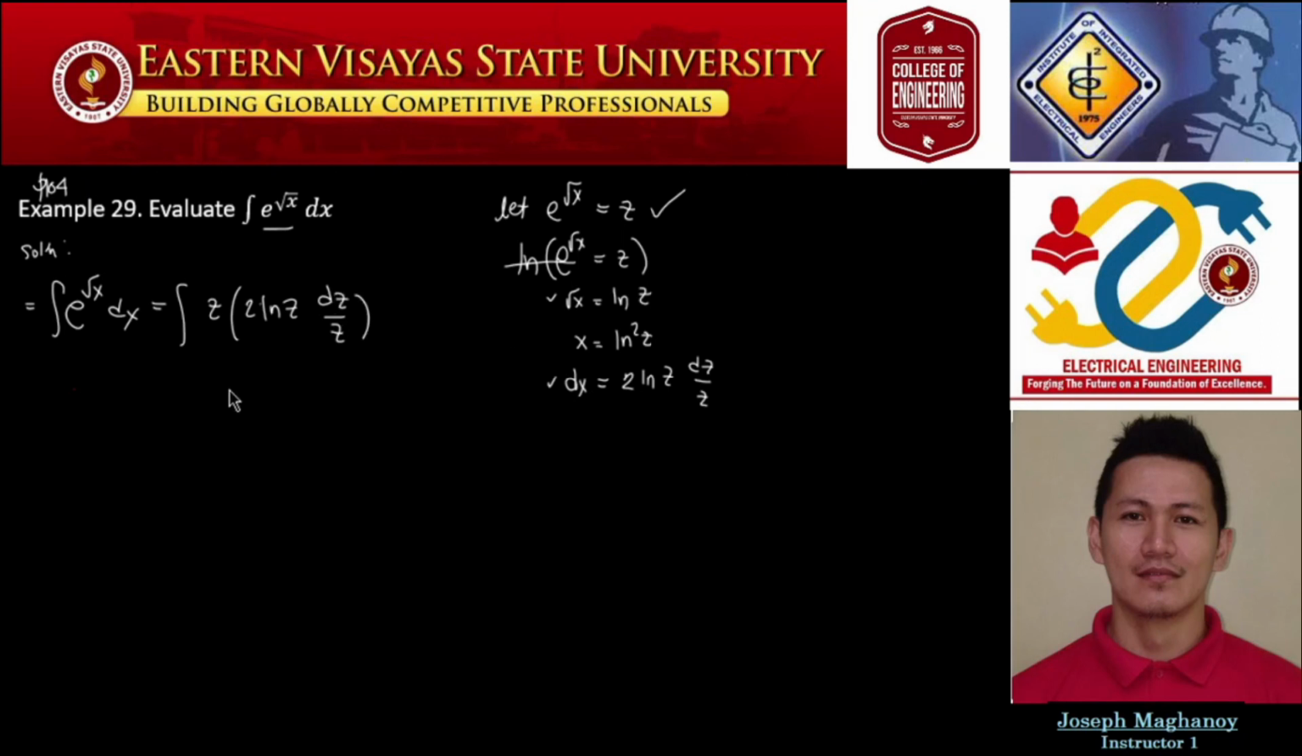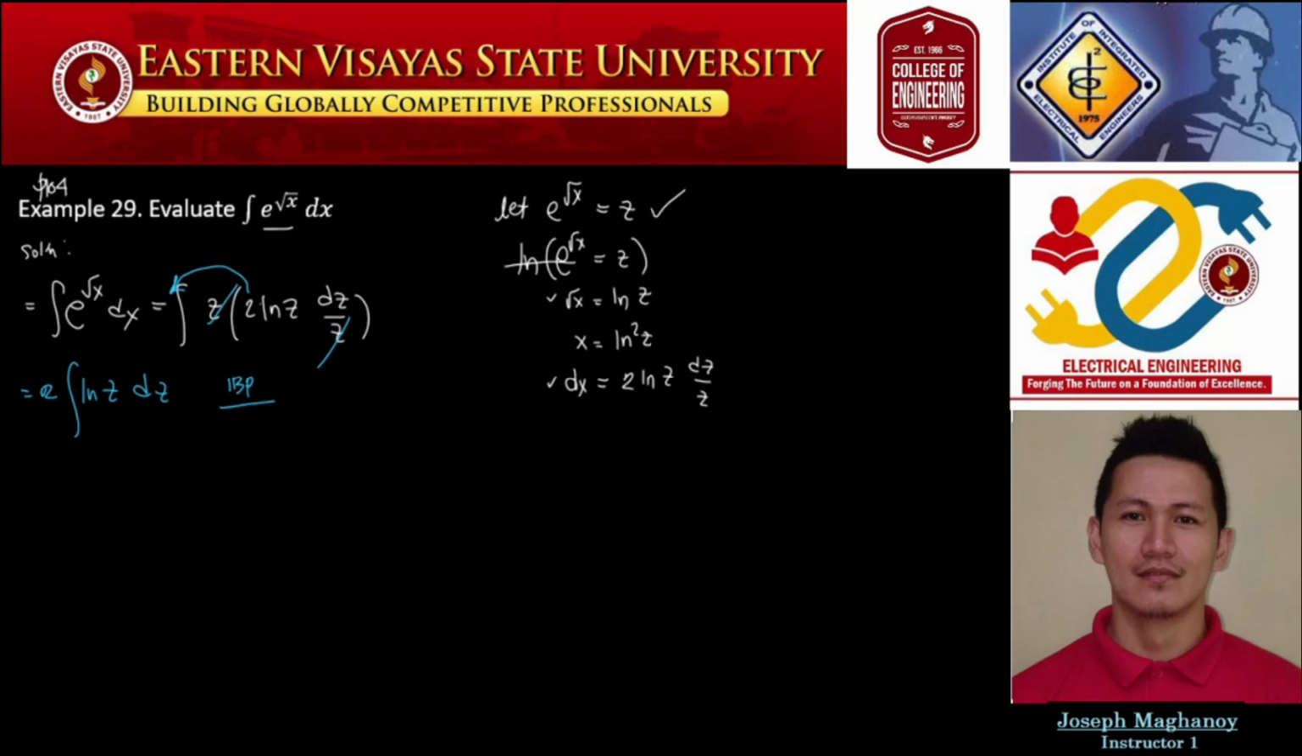Next step, we cancel out common terms and carry out the real number constant outside the integrand, applying our property number 2. We write our function as 2 times the integral of ln z dz. Can we integrate this right away? Yes, using IBP, or integration by parts.